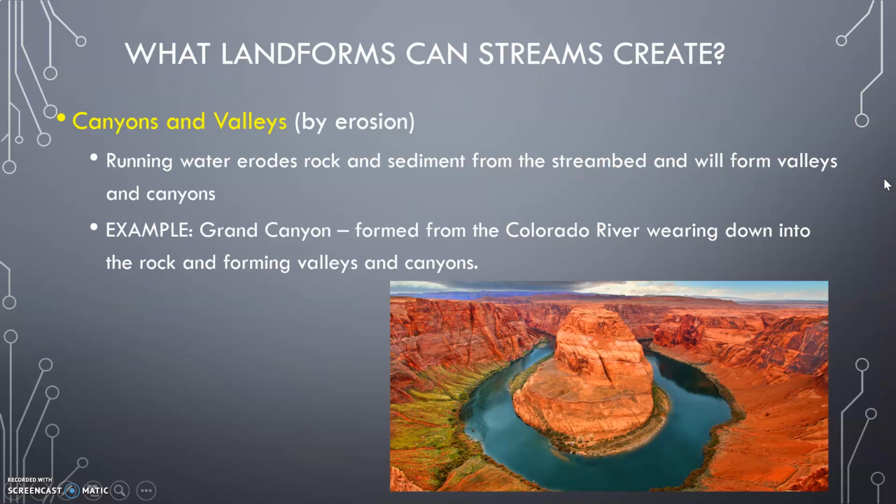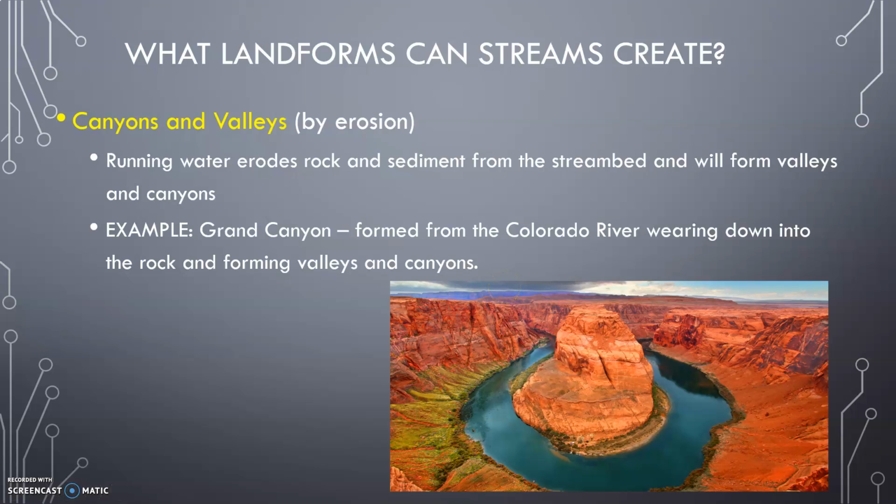So what landforms can these streams create? Well, they can create lots of different things. By erosion, they can create canyons and valleys, as you see in this picture right here. Running water erodes the rock and the sediment over time from the stream bed, and it will form these valleys and deep canyons. This is actually the Grand Canyon.